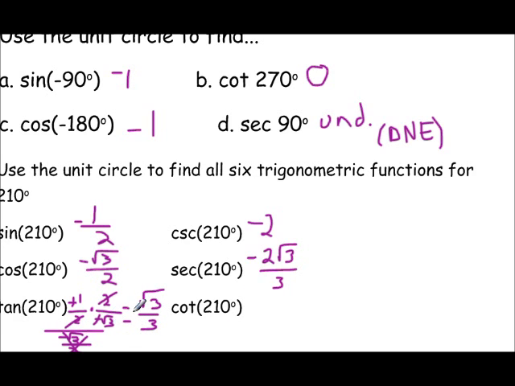Cotangent is the reciprocal, so we would turn it over. So that's just positive square root 3. If both your sine and your cosine are negative, your tangent and cotangent will be positive, because the negatives will cancel out. So that's how you do that.